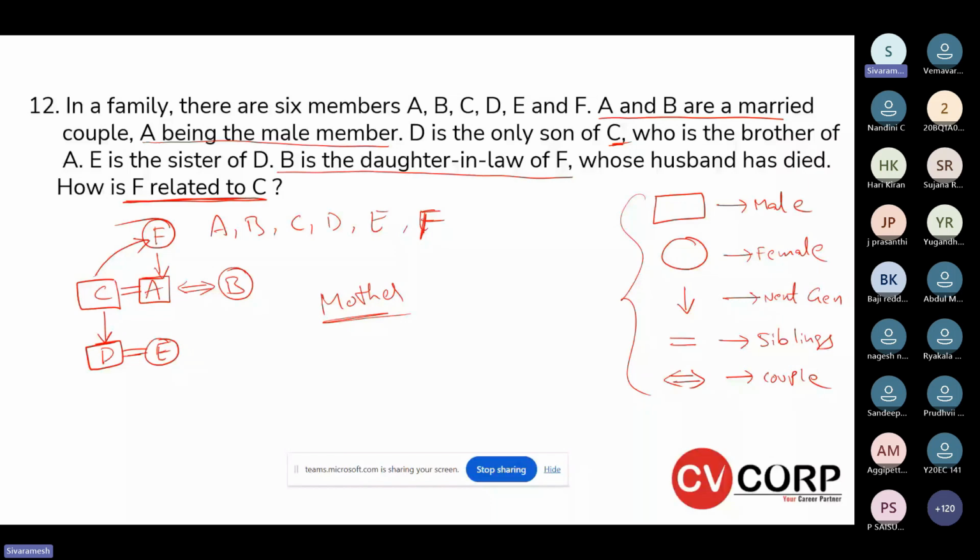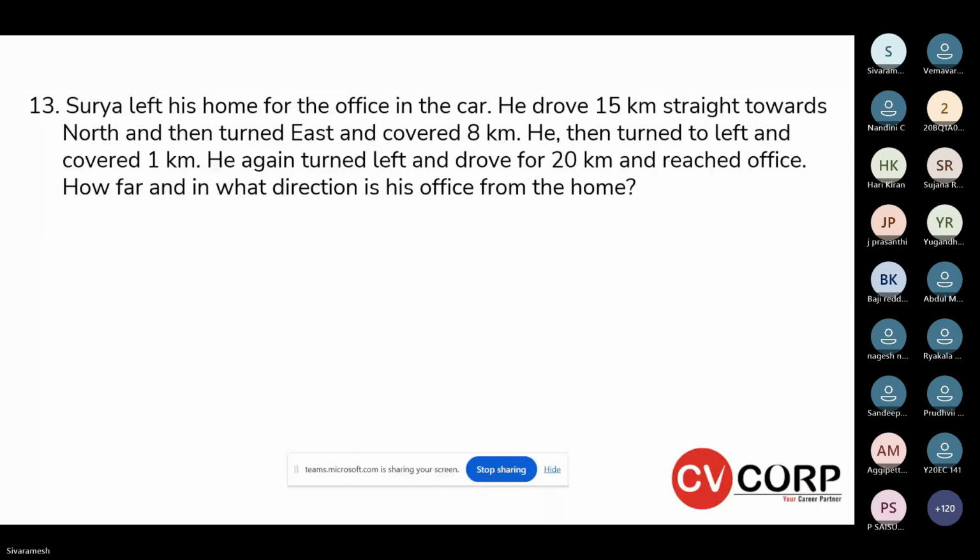We'll go for the next question. This question is from directions, and most of the students mark the correct option for this. But while reading the question, be very careful. The majority of the students mention only the distance. Here, what's the condition? How far and in which direction? They are asking us to find distance as well as direction, so both have to be mentioned.